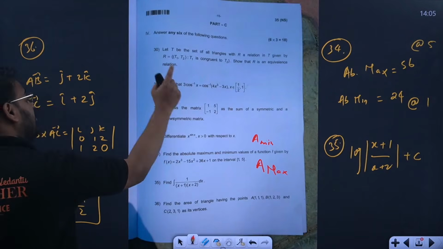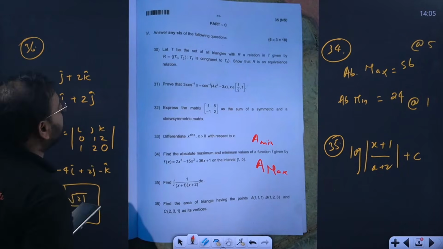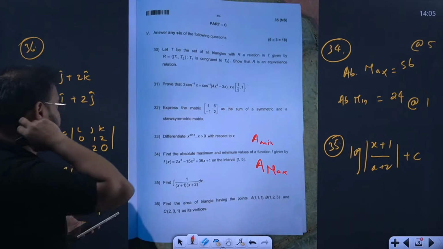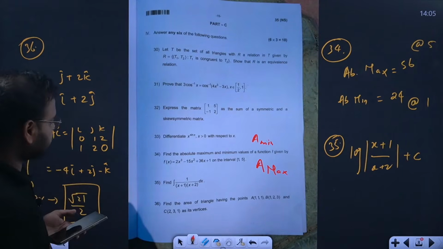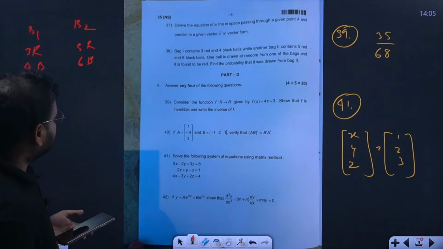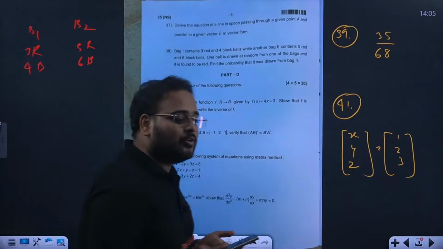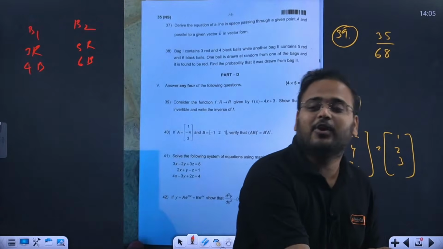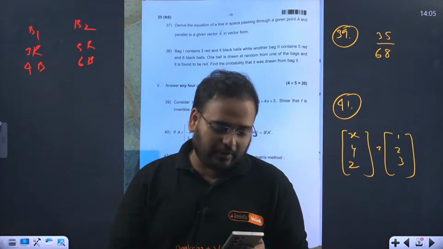I told you all logarithmic differentiation will come, and it came very easy. This was a very simple question, the 30th one, a 3-marker. So actually no surprises, guys. There were no surprises. The difficult questions of 5 markers did not come. Even your LDE came out easy.